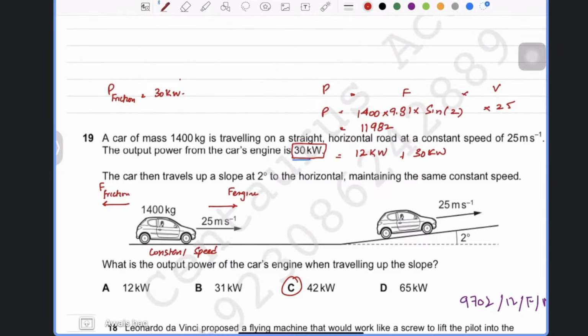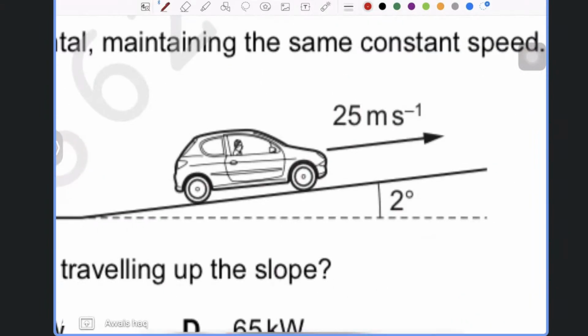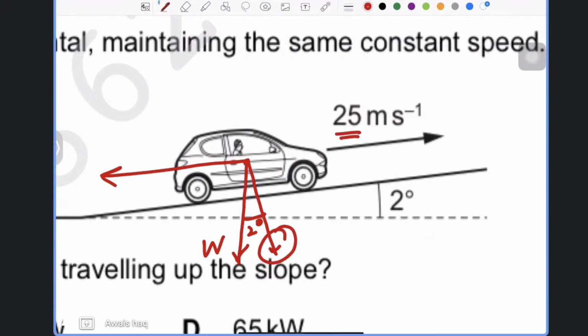But when the slope was there, the weight was acting down. One component acts perpendicular to the slope, one parallel to the slope. This is 12 degrees. You understand? And if this is the weight, this is the speed where it is going against. We're not going to take the perpendicular one because work is done in the direction of force and the displacement. So this force is W sine of theta. Get it?